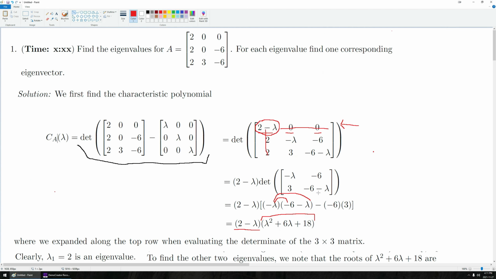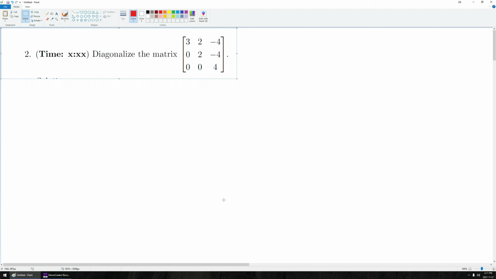Now let's look at question 2. If I wipe all that out, question 2 asks me to diagonalize this matrix. In a question like this, we're kind of telling you that the matrix is diagonalizable since we're giving you a command to do it, but you should mention why the matrix is diagonalizable somewhere in your work, because I could tell you to do something and it's not possible.